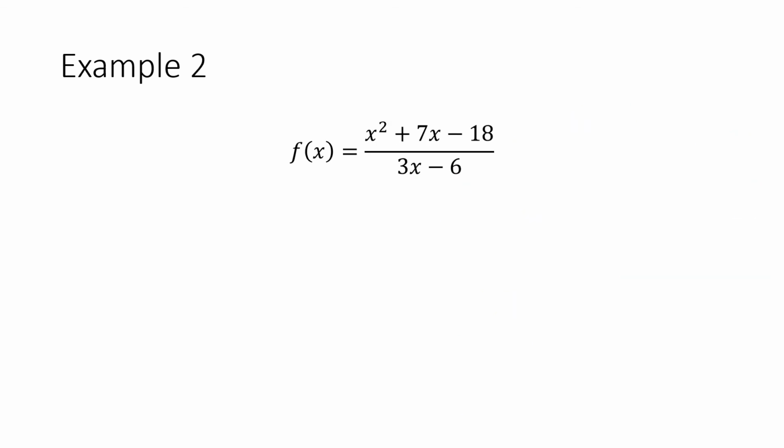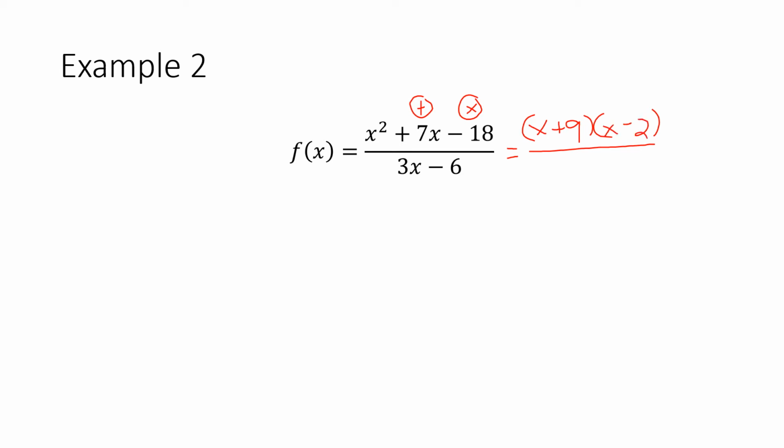Example number 2. We've got x squared plus 7x minus 18 over 3x minus 6. Again, we're going to start by factoring because what we're really doing here is looking for anything that might cancel out. So on the top we have 3 terms. I'm asking myself, what multiplies to negative 18 and adds up to 7? That's going to be x plus 9 and x minus 2.